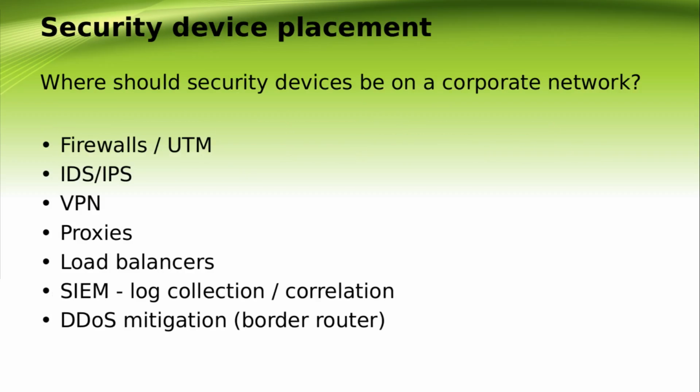Security device placement. Where should security devices be on a corporate network? There is a list of tools: a firewall, UTM, IDS, IPS, a VPN, proxies, load balancer, SIEM, log collection as a monitoring tool, and DDoS. We will see them one by one. So where will the security tools be placed in the corporate environment?